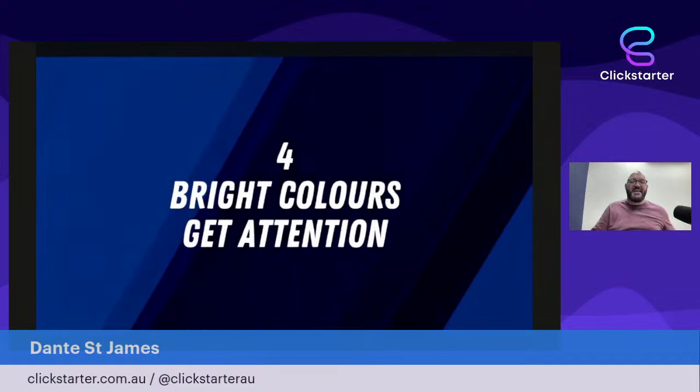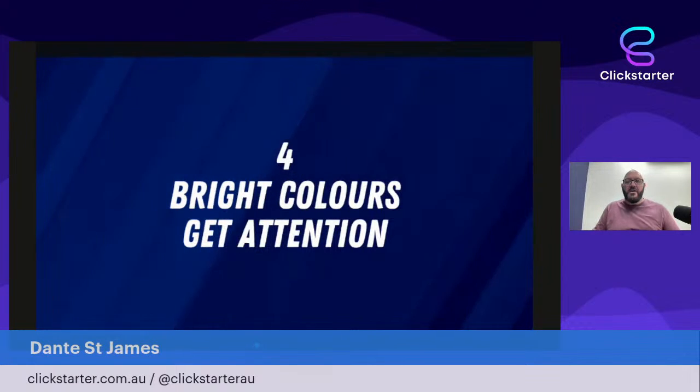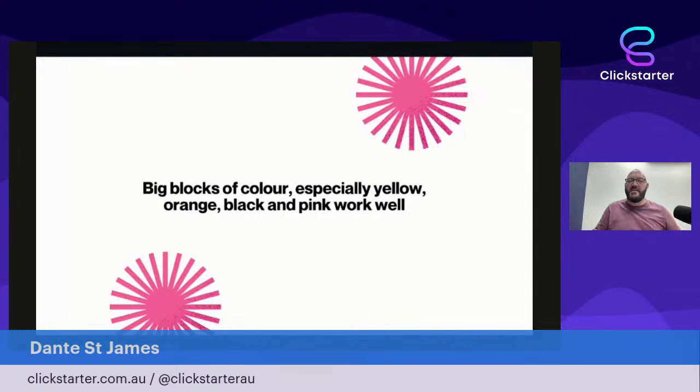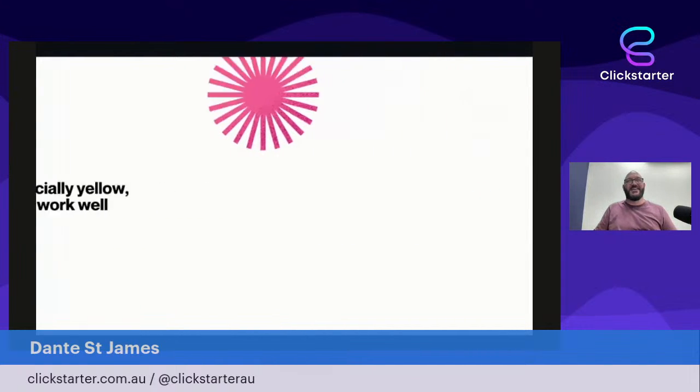Next one is bright colors get attention. It's so true. When you're using colors like yellow, like pink, like orange, and counterimpose that with black, it makes it so much easier for people to see what they need to see and read what they need to read. Bright colors get attention. That's what happens.